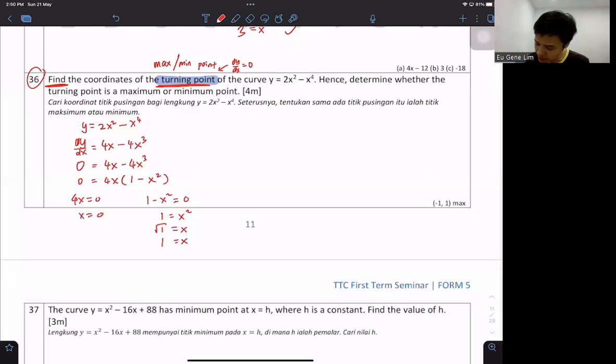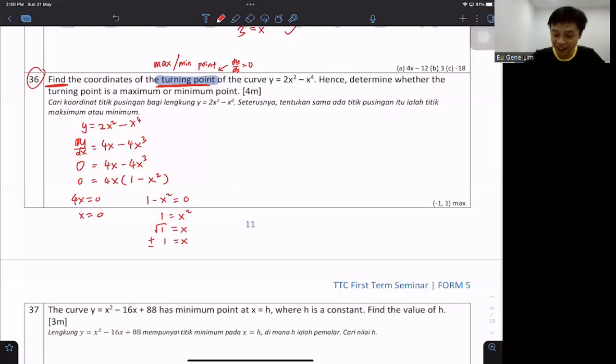But how come the answer only has 1? How come x is -1? Oh, sorry, I forgot. Sorry, tired, blur already. The square root of 1 is actually plus minus 1. I forgot this. When you square root, it's actually plus minus, isn't it? Okay, I understand. No problem.